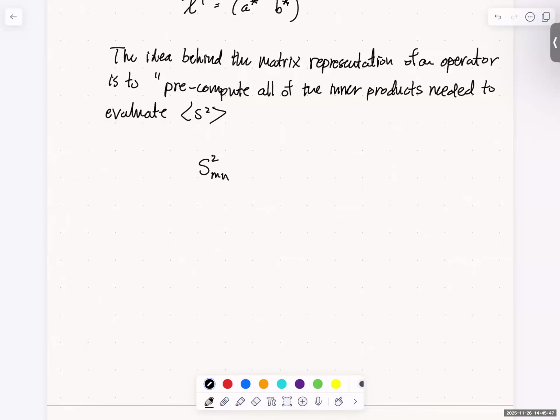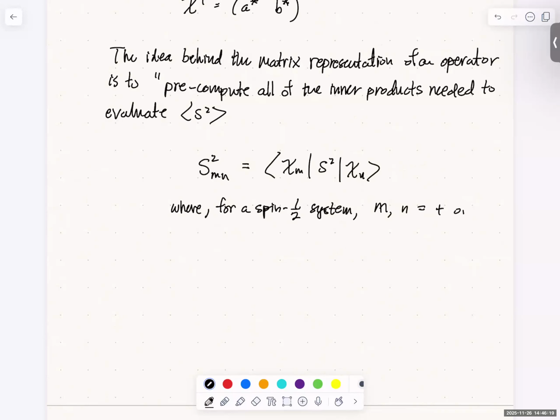So the definition is: the mnth entry of our S squared matrix is going to be the state chi m, and then we have S squared, and then the state chi n, where for a spin 1/2 system, let's say, m and n can be either plus or minus, right? So we could have chi plus or chi minus here, and we could have chi plus or chi minus here.